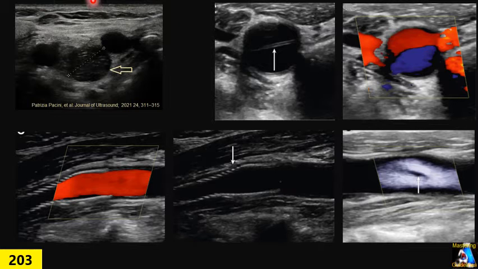Another one: whenever you are scanning the carotid, if you see any structure between the ICA and ECA, we always have to be aware of three possibilities.